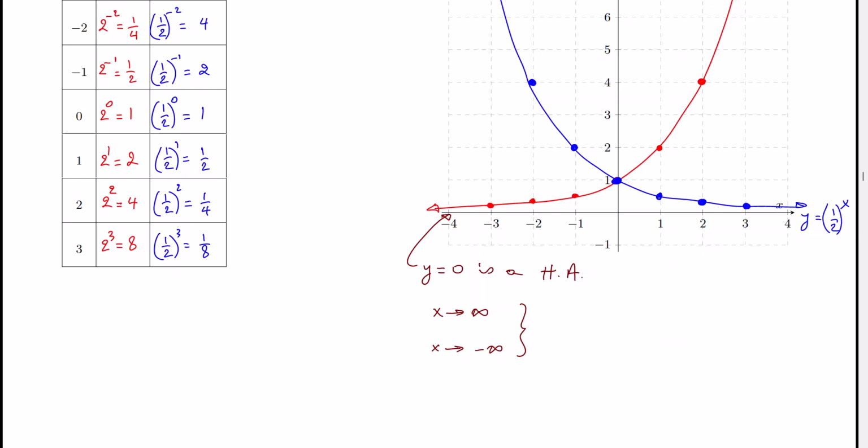Okay, so if you are not able to see the horizontal asymptote, just think about what would happen if you plugged in more values in this table. Will you ever see a value of 0? The answer is no. No matter what we plug in for the power, the return is never going to be a 0 value.